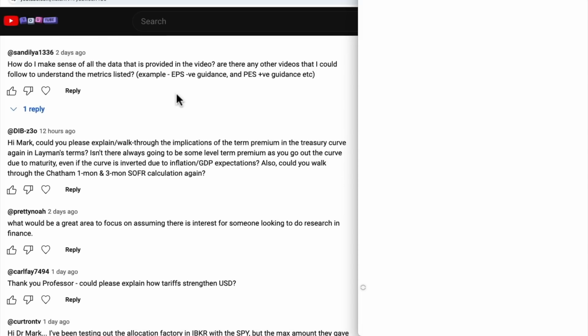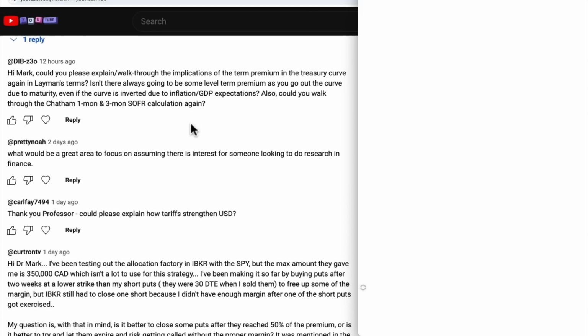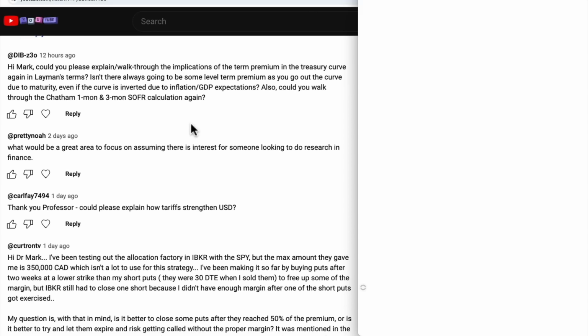Okay, this one has already been answered. Implications of the term premium in the Treasury curve in layman's terms. Isn't there always going to be some level of term premium as you go out on the curve due to maturity? Well, yeah, there will. The question is, well, what is the normal level of term premium? How do we compare the term premium we're seeing now versus other periods in time? What is a fair amount of term premium?